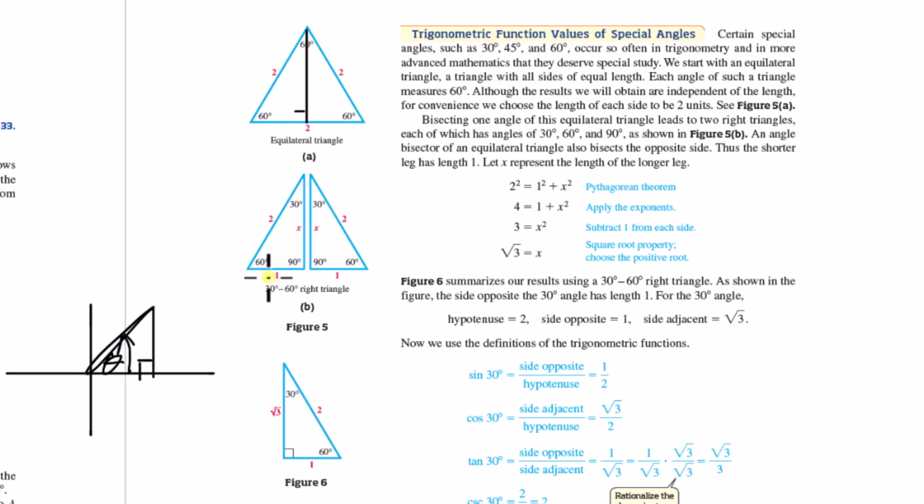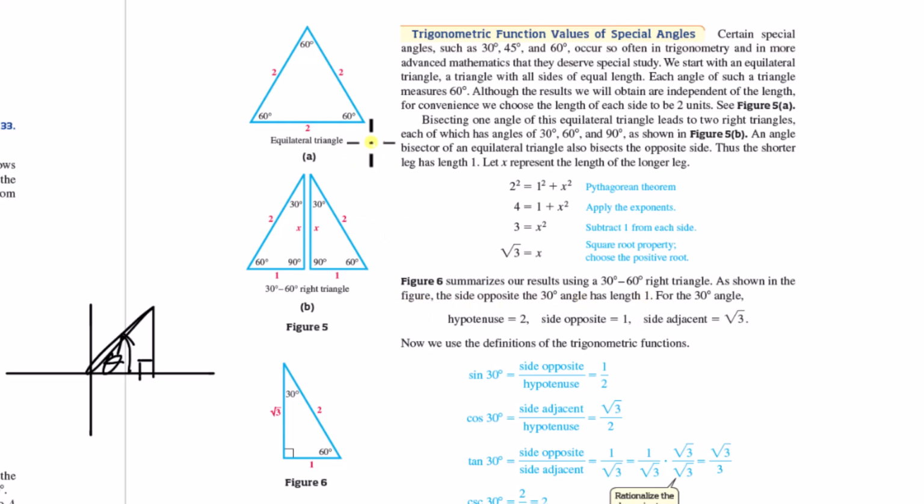Okay, so you end up getting these two right triangles with these angles 30 degrees and these 60 degrees for both triangles. And so then you can use the Pythagorean theorem to calculate the height, but again, we could have started with any length. It wouldn't matter, but with the Pythagorean theorem, you get x is equal to root 3. And so now figure 6 here summarizes the results for a 30, 60, 90 triangle.